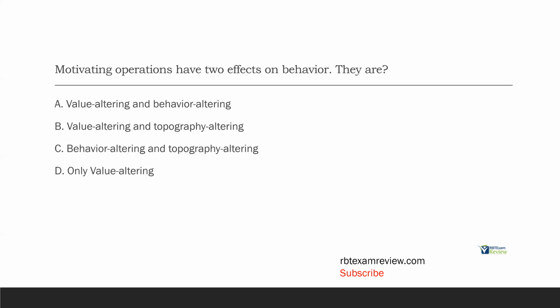What about B, value altering and topography altering? Well, they alter value, but they do not alter topography. They don't have anything to do with the topography of the consequence or the behavior. C, behavior altering, yes, and topography altering, no. D, only value altering, no. Motivating operations do 2 things. They alter the consequence and they alter behavior. Now, the way this question is worded is a little confusing because it has 2 effects on behavior. They don't alter the value of behavior, but they alter the value of a consequence, okay? So motivating operations have 2 effects, essentially. Value altering and behavior altering.